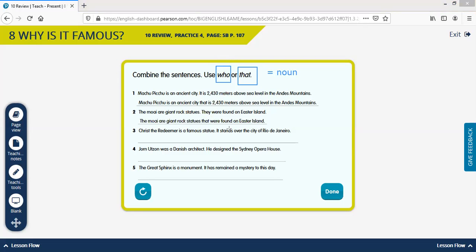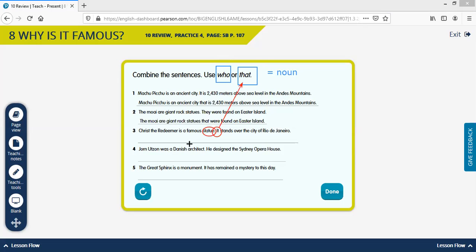In number 3, we have Christ the Redeemer is a famous statue. It stands over the city of Rio de Janeiro. So we have statue, it. They represent the same thing. So we're going to do what we did with the other two sentences. Replace the second word with the pronoun, okay? And the same thing will happen with sentence number 4.